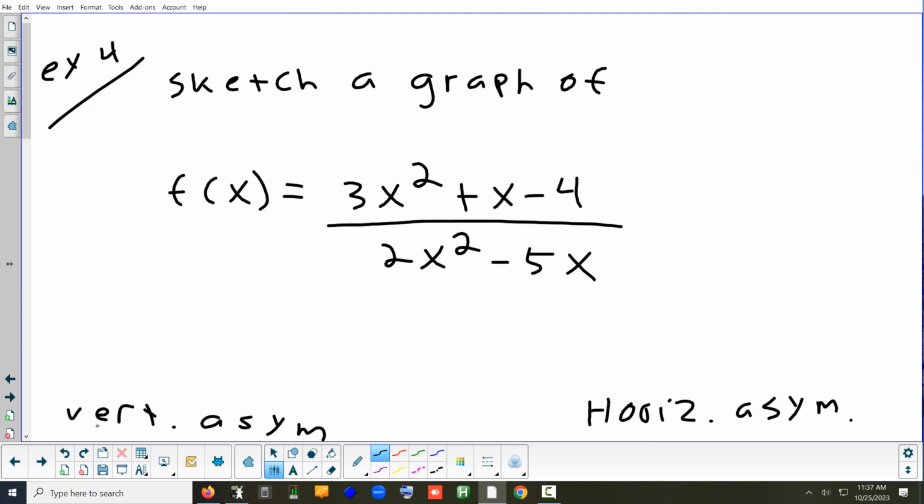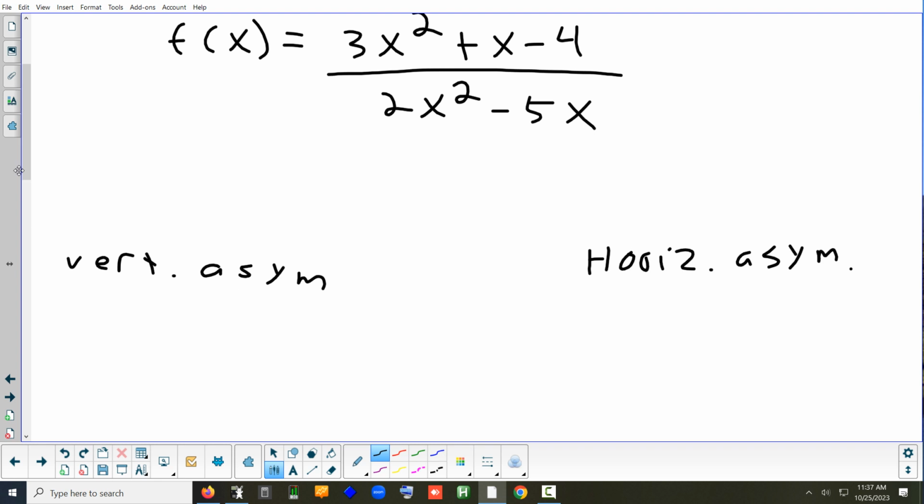Okay, how does the degree in the top and the bottom compare this time? They're the same. So when they're the same, you still get a horizontal asymptote, but it's not going to be at 0. It's basically going to be at the coefficient of the numbers divided.